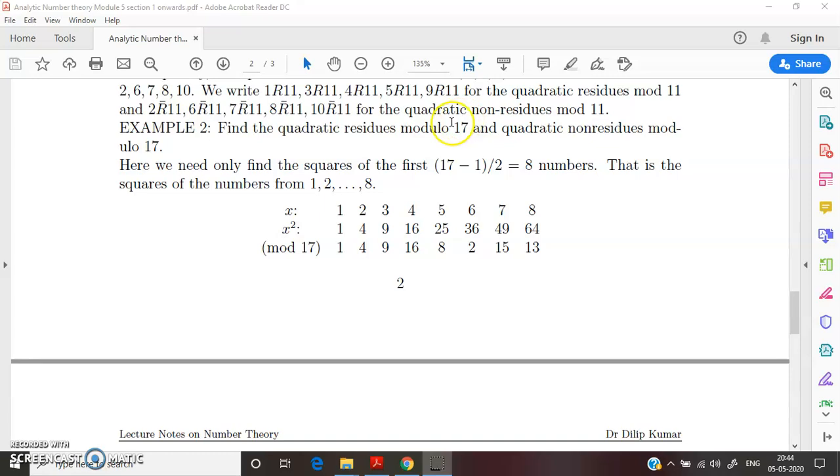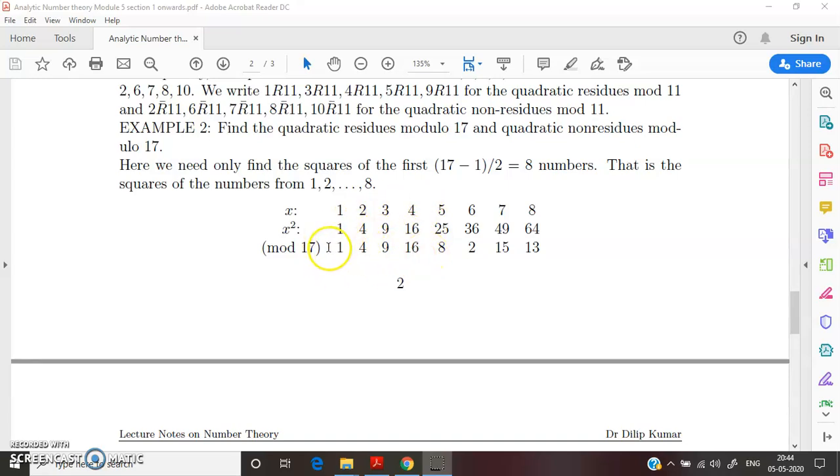That is, if 17 is p, then p minus 1 by 2 numbers we have to take. That is, p minus 1 is 17 minus 1, which is 16, and 16 by 2 is 8. So we have to find the squares of the first 8 numbers. Then the remainders will be repeating again. So x is 1, 2, 3, 4, etc. up to 8. Squares: 1 square is 1, 2 square is 4, 3 square is 9, 4 square is 16.